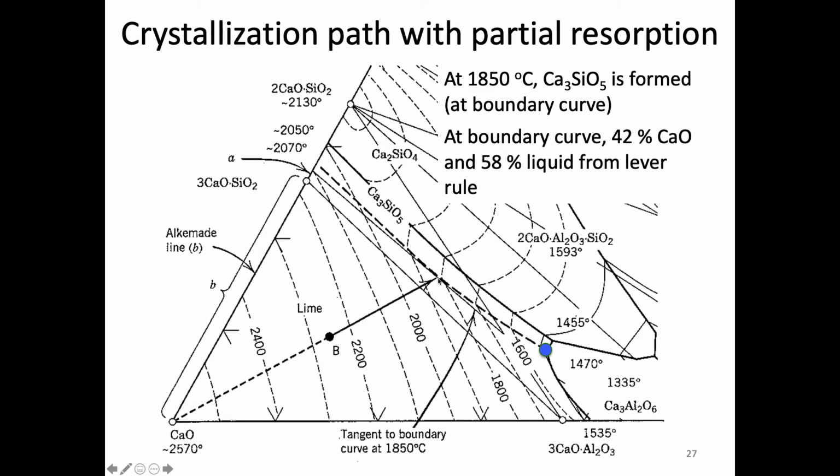So at 1850 is where we'd start to form a second solid phase, Ca3SiO5. So the 3,5 compound, I'll refer to it as. And so that's where we should get that form. And if we look at just before the boundary curve, we can also do the lever rule, binary lever rule, to determine that at that point we have 42% calcium oxide, 58% liquid from the lever rule.